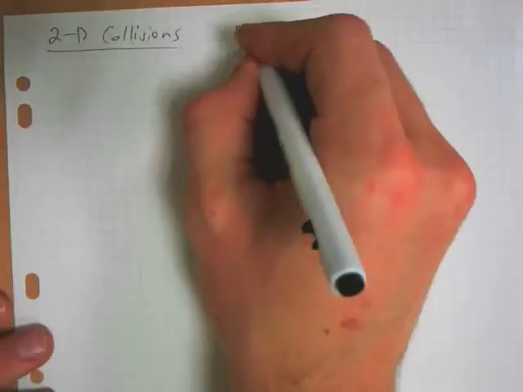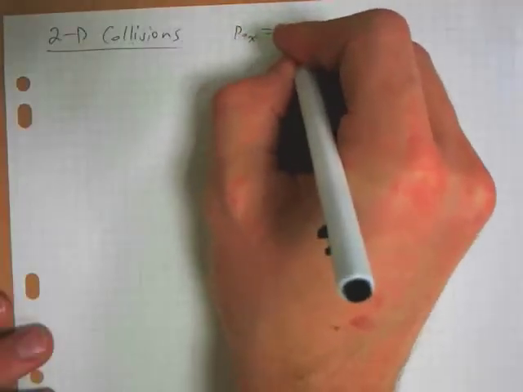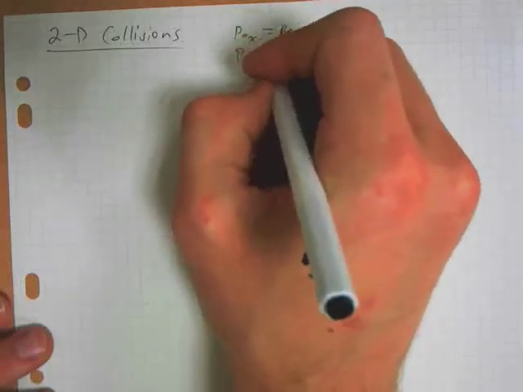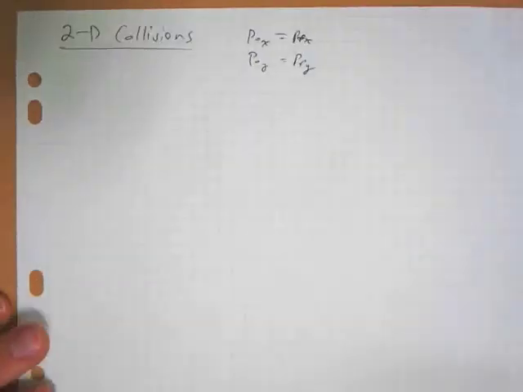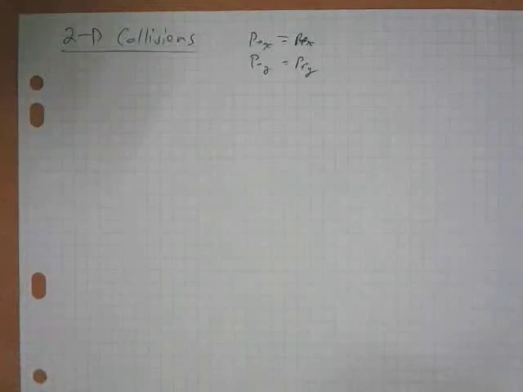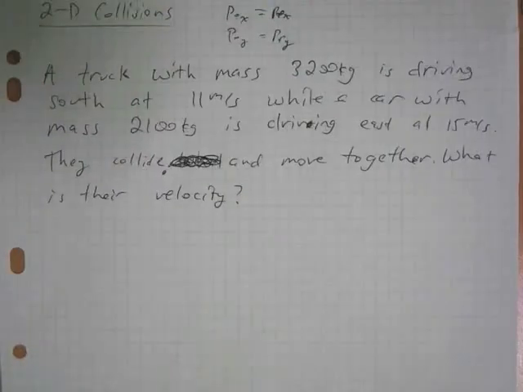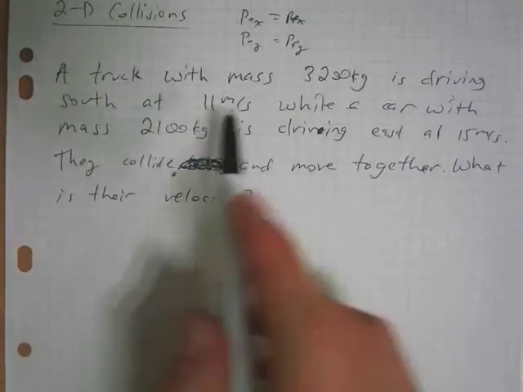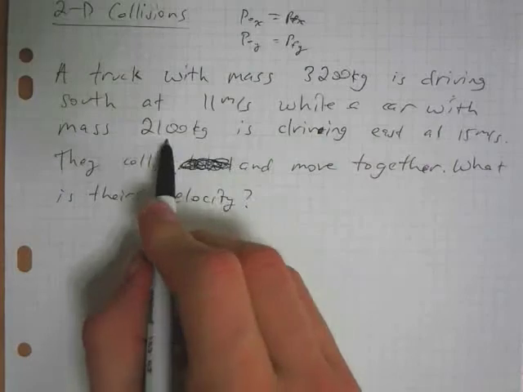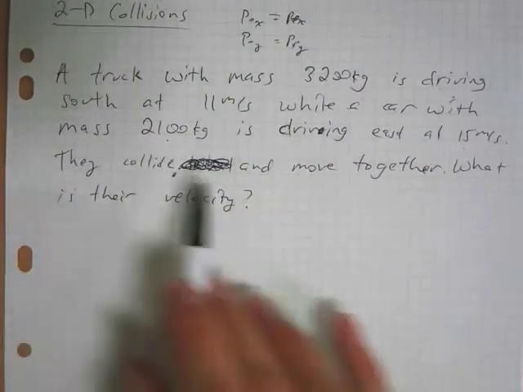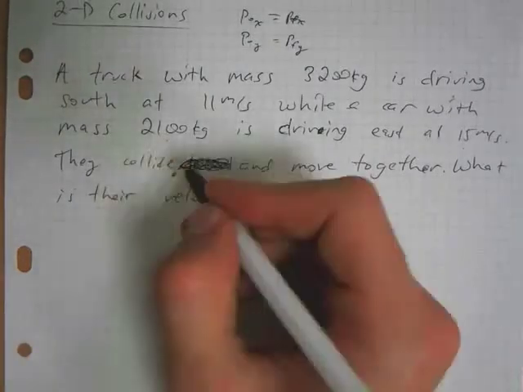Collisions in 2 dimensions follow the same principle of conservation of momentum, but we just have 2 parts. We have momentum conservation in the x direction, and we have momentum conservation in the y direction. And so we write out conservation of momentum in both directions. For example, let's say we have a truck with mass 3,200 kilograms. It's driving south at 11 meters per second, while a car with mass 2,100 kilograms is driving east at 15 meters per second. They collide and move together. I want to know their velocity after the collision.